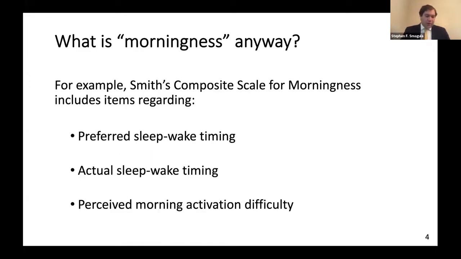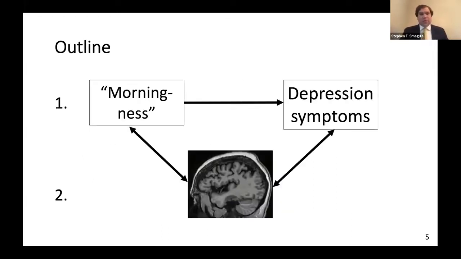But what is morningness anyway? What does it mean to be a morning type? I want to point out that the common measures of morningness, like the composite scale for morningness, include items about sleep-wake timing preferences, sleep-wake timing that people are actually doing, but also about perceived morning activation difficulty. And let's keep that in mind as we move forward, where we can now specify our goal of understanding why neurobiologically morning types appear protected from depression.